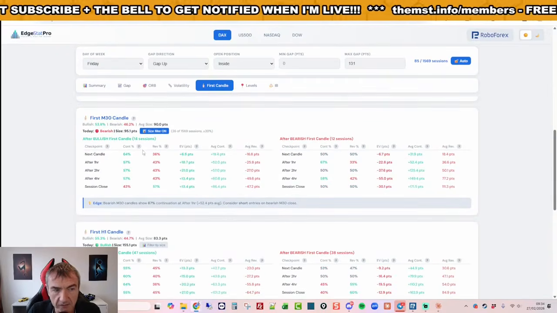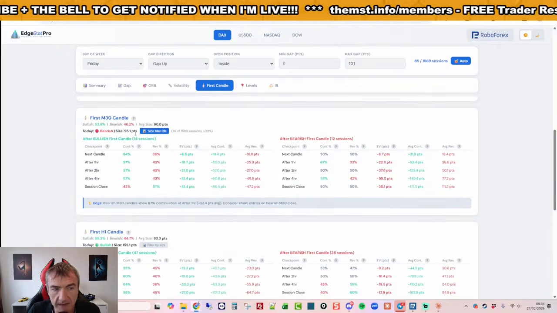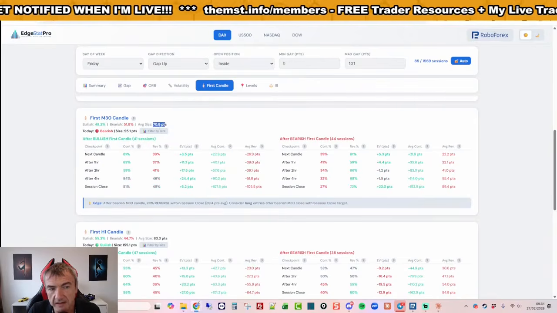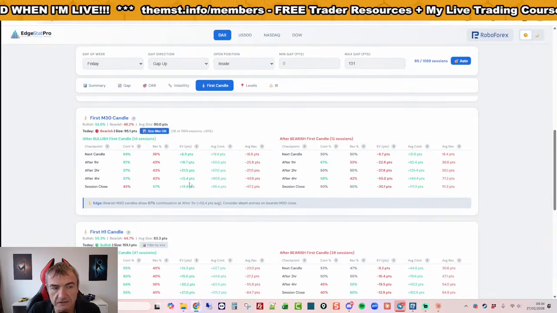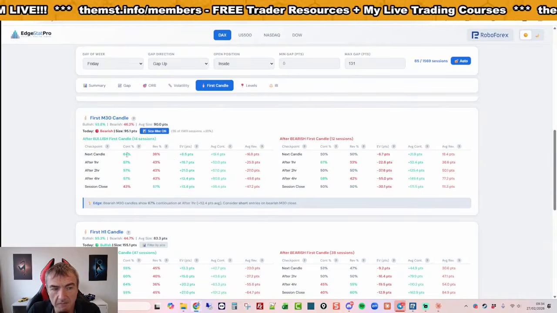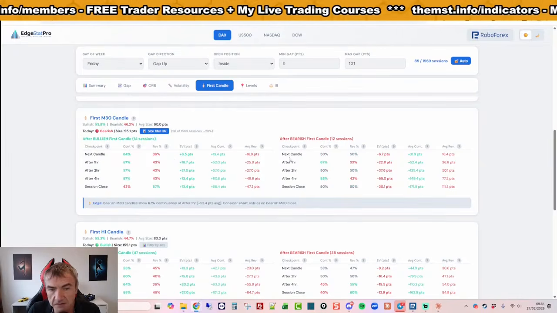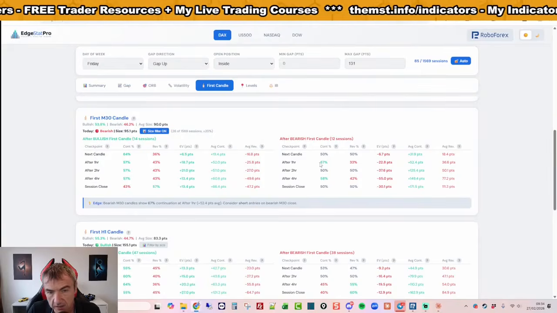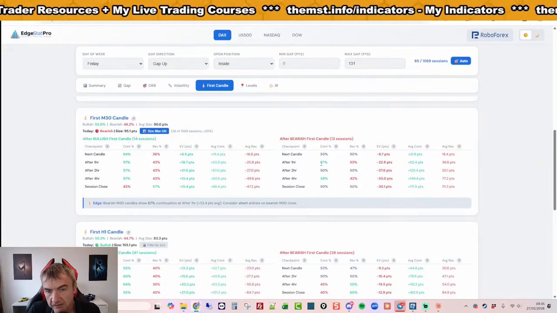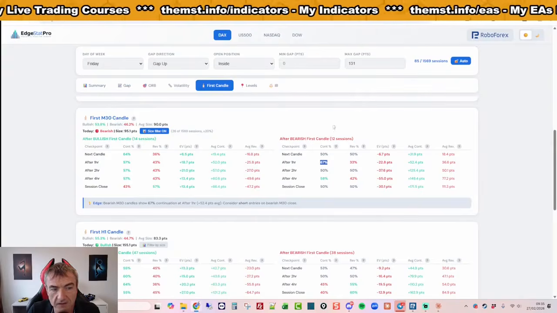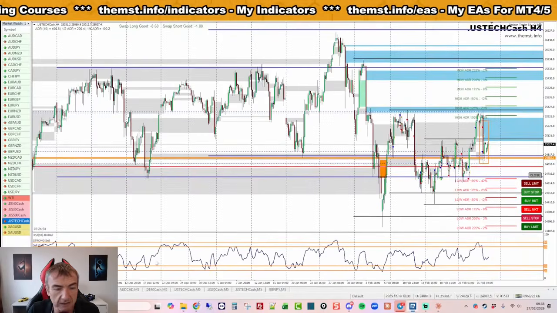So, the first 30-minute candle today is bearish at 95 points. The average 30-minute candle is 70, so we're slightly above average today. But the chances of reversions and things, so we're bearish, aren't we? So after 1 hour, there's a 67% probability that we will have continued in the direction of that first 30-minute candle on the DAX.